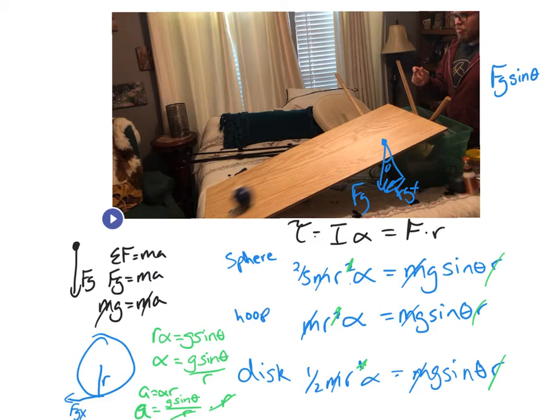So things that have the same formula for moment of inertia should have the same acceleration down a ramp, but things that have different formulas for moments of inertia will travel down those ramps differently. I encourage you to try this on your own. Make yourself a little ramp, try rolling things down it.